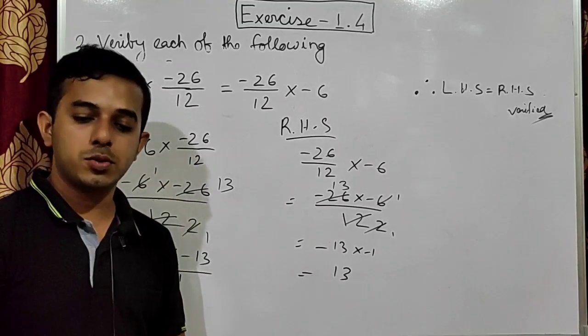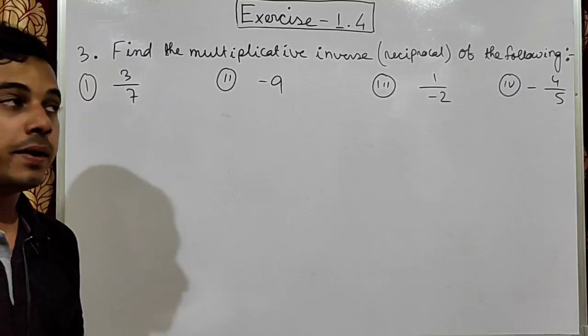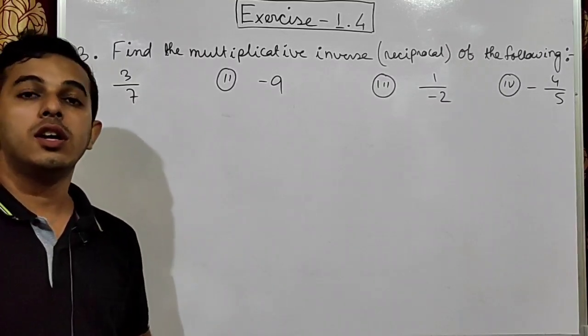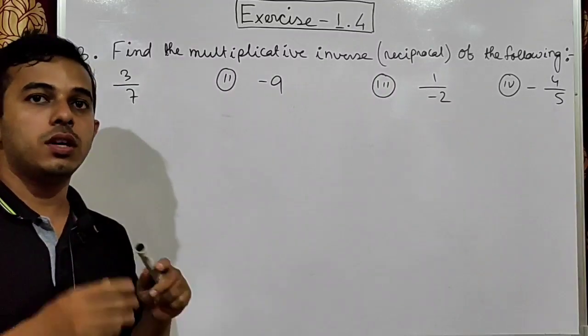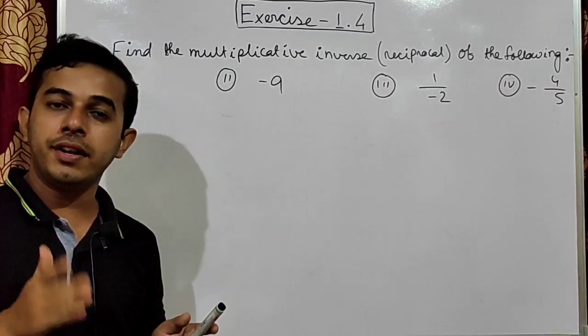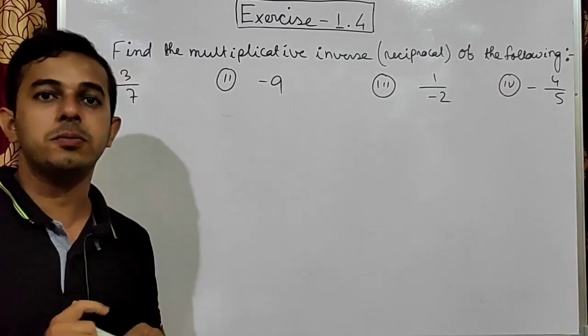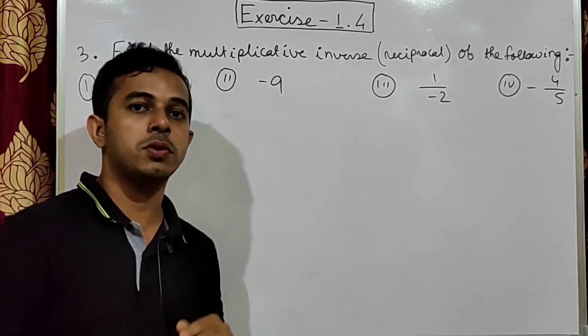So now let's move to our next one, that is question number 3. So here the question is, find the multiplicative inverse, that is reciprocal, of the following. So before that, let us know what is reciprocal, right? Reciprocal is, suppose there is a numerator and a denominator. So the numerator will come to the denominator and the denominator will come to the numerator. This is reciprocal. Okay, now multiplicative inverse. Multiplicative inverse is the same as reciprocal.